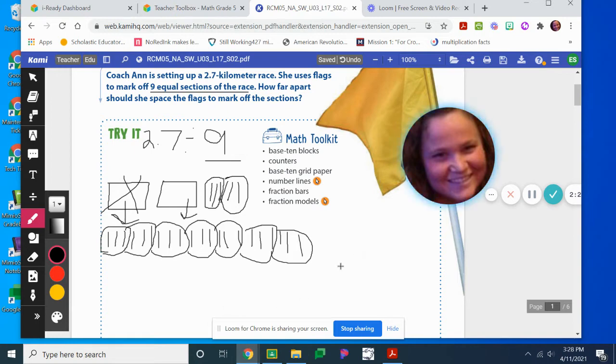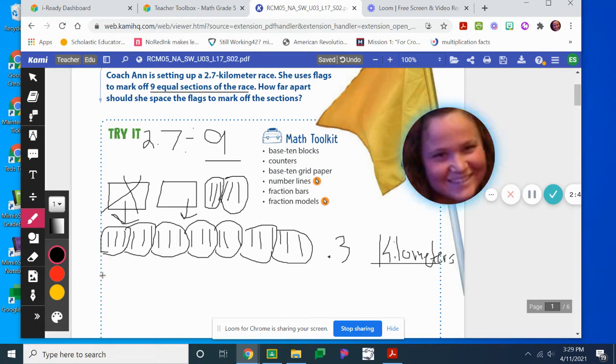So my answer is actually 0.3. 3 tenths are in each group. Kilometers long. That's how far apart these flags should be.